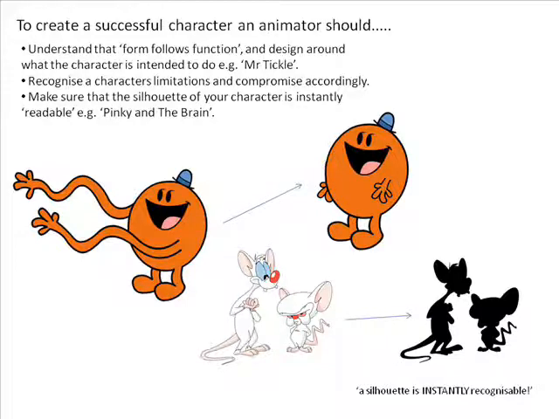You should recognise a character's limitations before designing and compromise accordingly, remembering that form follows function. For example, Mr. Tickle uses extremely long arms to tickle whoever he can get his hands on. Without the length of these arms, he would be unable to do this.